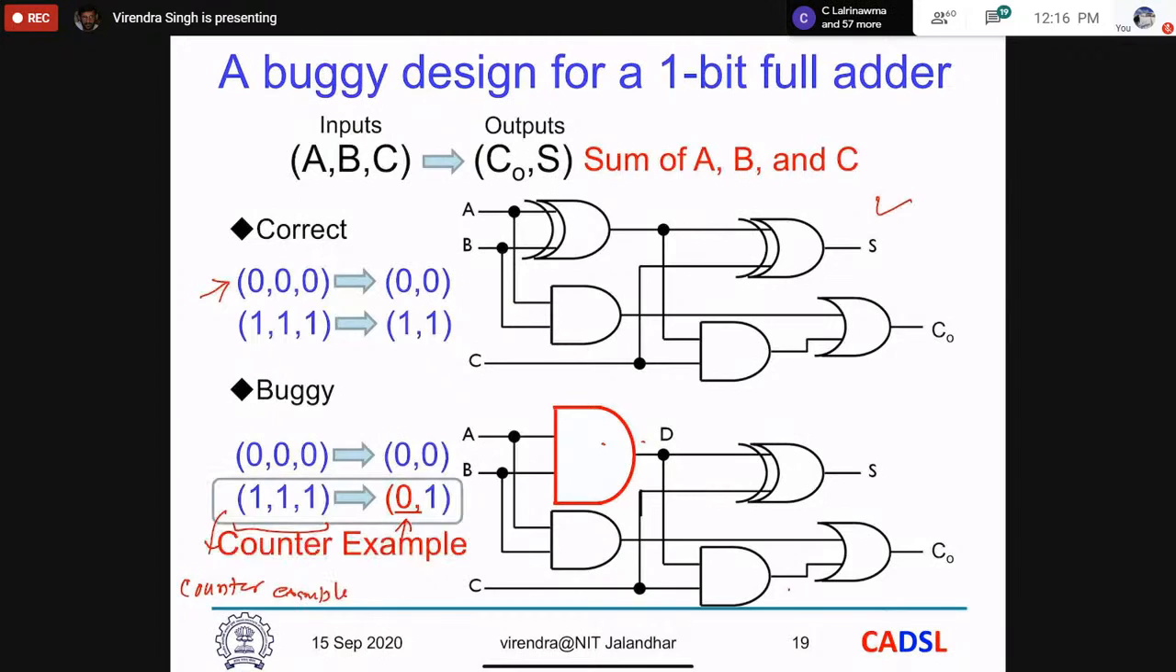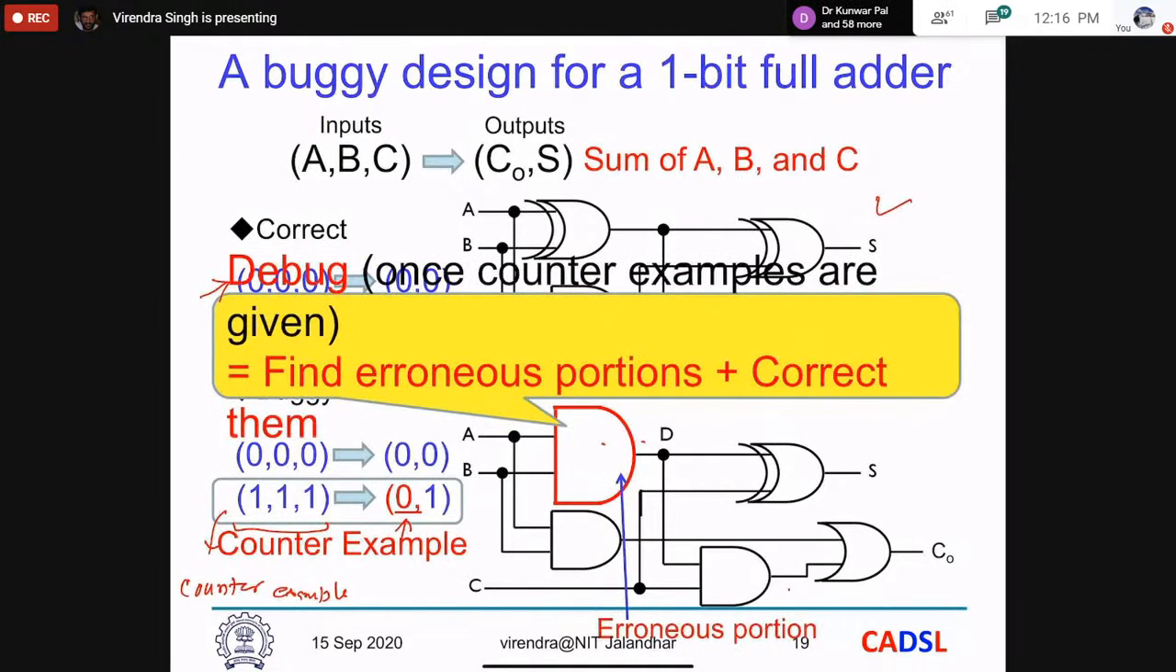Okay, it's written. Now what do I do? Now my debug process should find this erroneous portion, and then it should correct that. So first find out which portion in this circuit is erroneous. Once I get the counter example, I have to find out whether there is an error in this one or in this one or in this one or in this one or in this one. I have to localize that. How do I localize that?